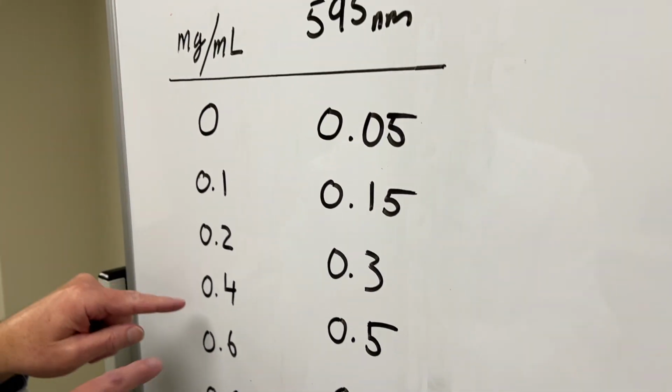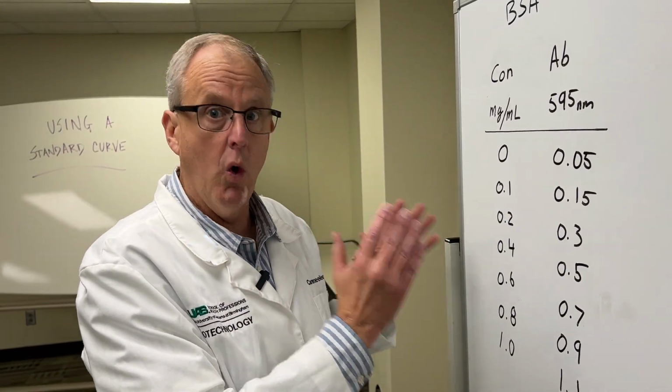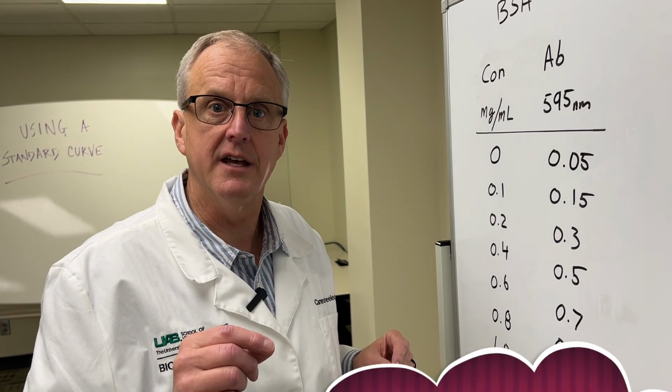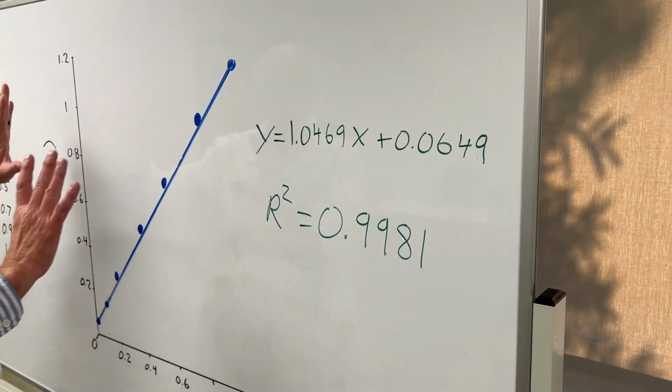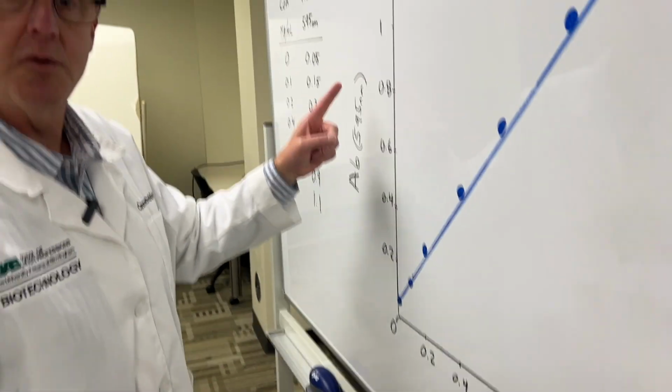0.4 milligrams per mil gave me an absorption of 0.5. Now you're gonna go, that is wonderful. What do we do with this now? We're gonna graph it. Yes, graph it. We're gonna set up a graph where our concentration is gonna be the x-axis and our absorption on the y-axis.